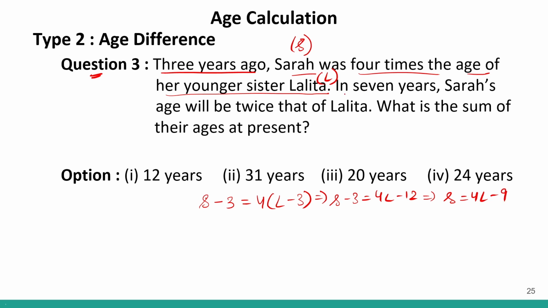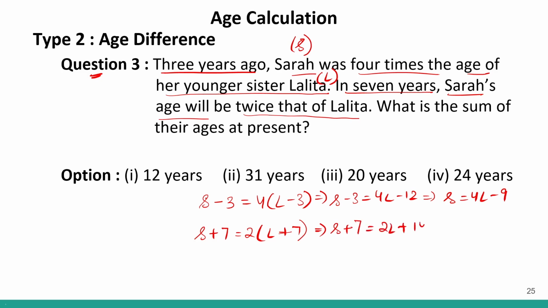Clear? Now, in 7 years, Sarah's age will be twice that of Lalita. So S plus 7 will be twice the age of Lalita plus 7. Correct? So if I open this, S plus 7 will be equal to 2L plus 14. And if I take 7 this side, it will be negative. So S will be equal to 2L plus 7. So this is equation 1 and this is equation 2, and these are equal because they are both the value of S. So I can say that 4L minus 9 equals 2L plus 7.